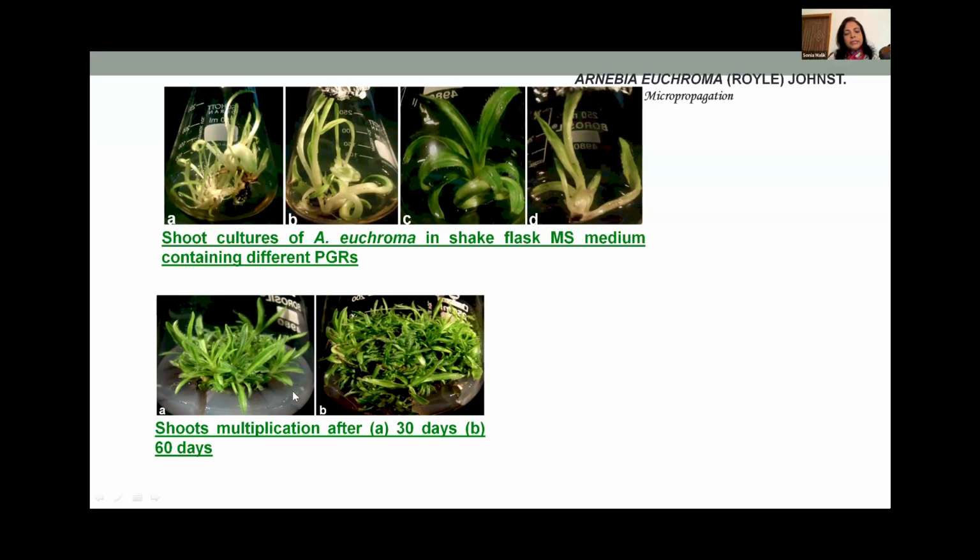And here you can see growth in the agar gel media. And then after 60 days, we got the flask full of plants. Can you imagine this flask full, the number of plants just within 60 days? And then after the shoot multiplication, another step is rooting. Here you can see the small roots coming out from the shoots.